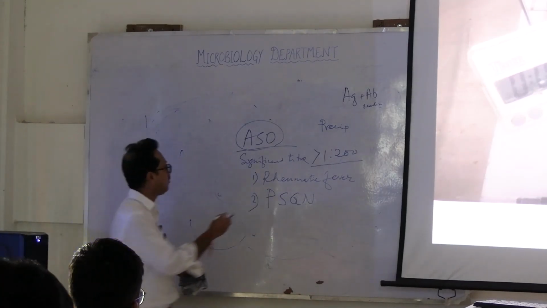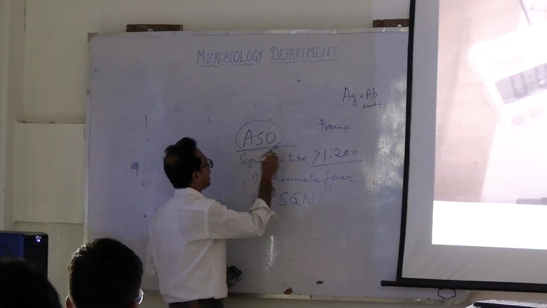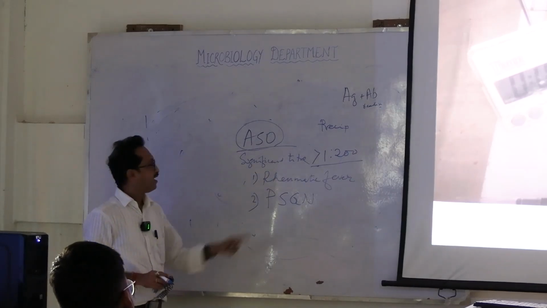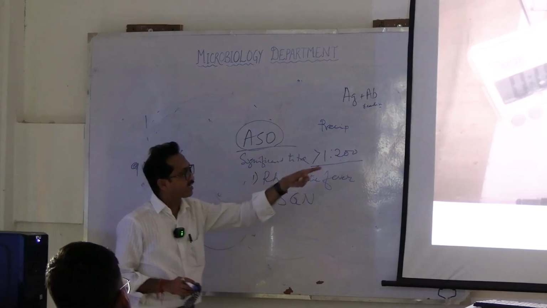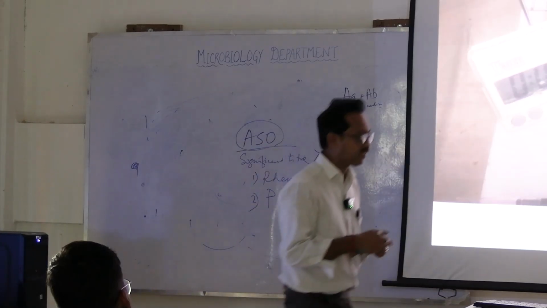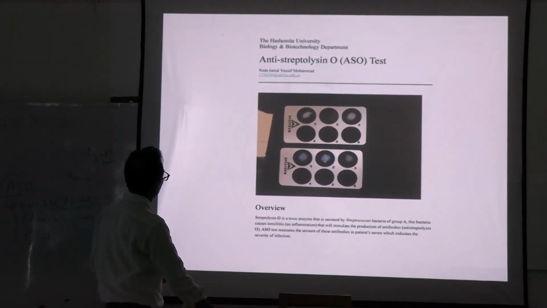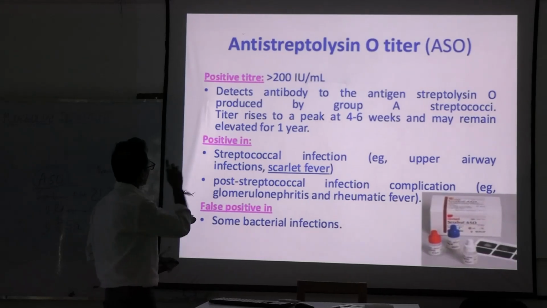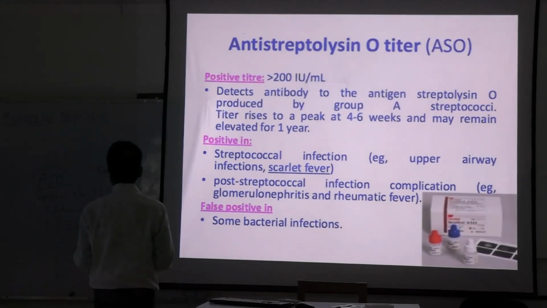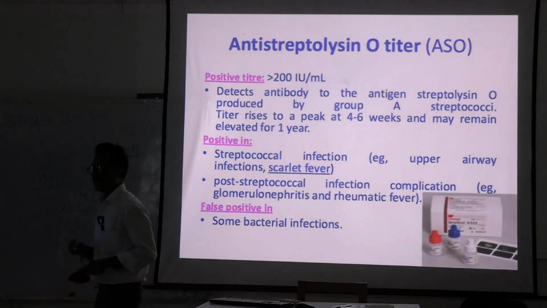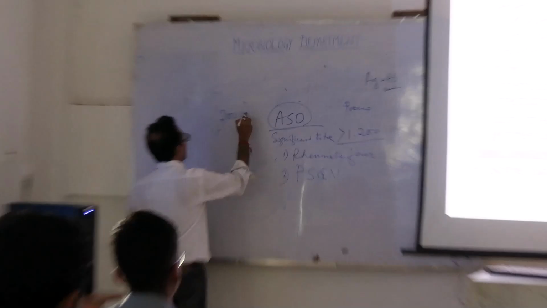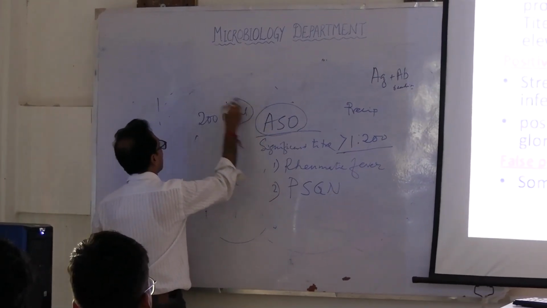But if you want to prove that ASO is raised, these are the 3 points: one is 200, rheumatic fever and PSGN, and the card is black as latex is white. Anti-streptolysin O titer: more than 200 international unit per ml. So the report should be written like that, 200 international unit per ml.